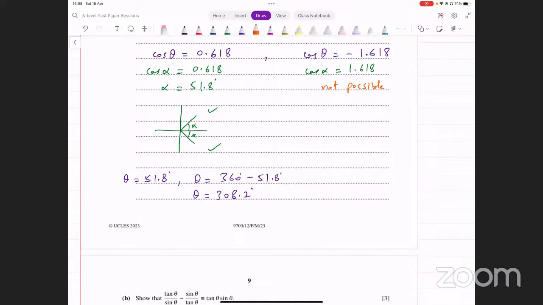So the only two answers that you're getting here are these two, 51.8 degrees or 308.2 degrees. These are the two answers that we get from this. All right, I hope that makes sense. Now let's move on to the next one. These are two values of theta.